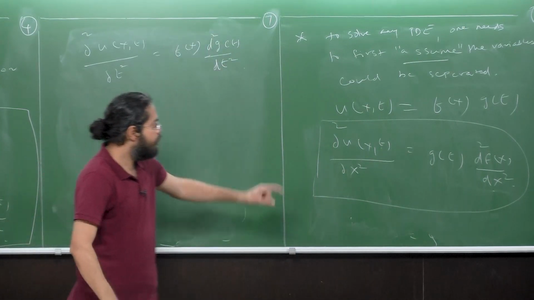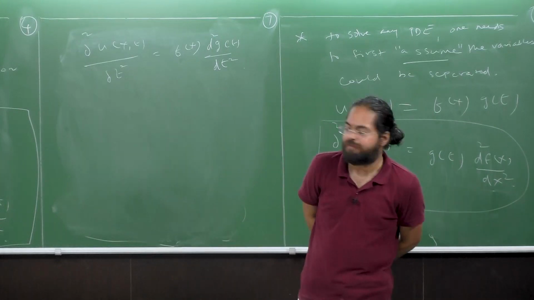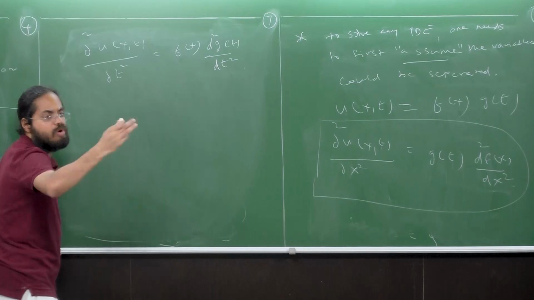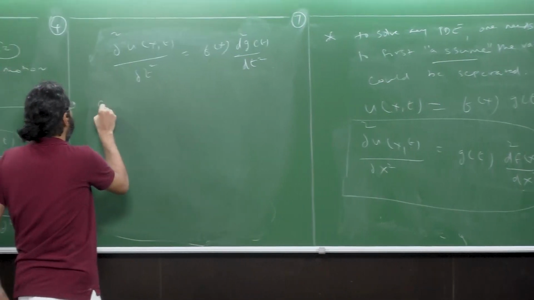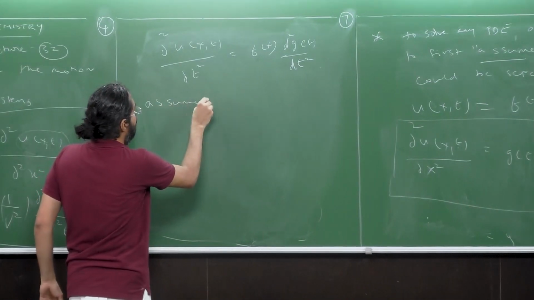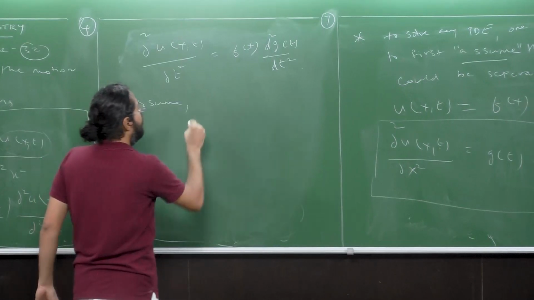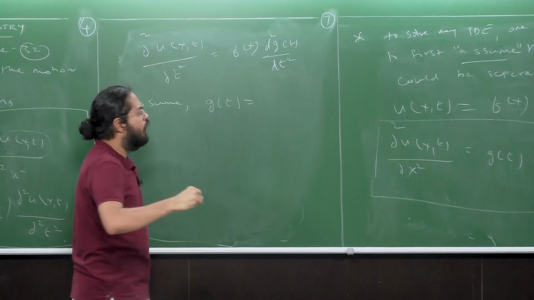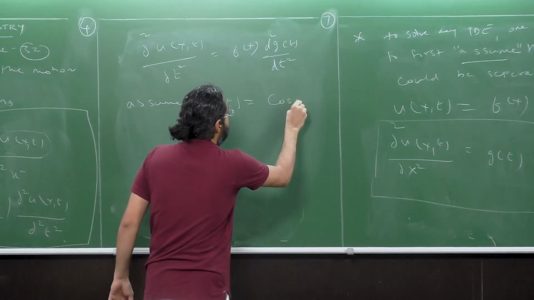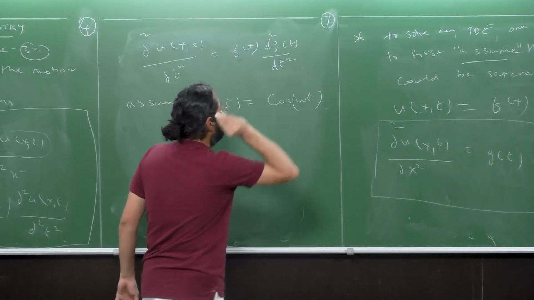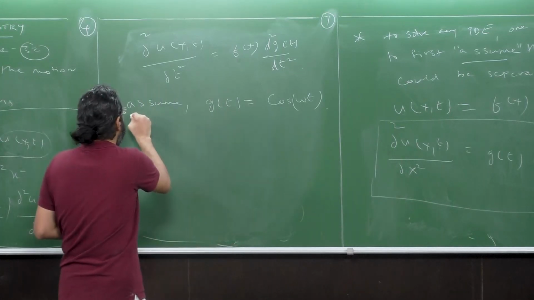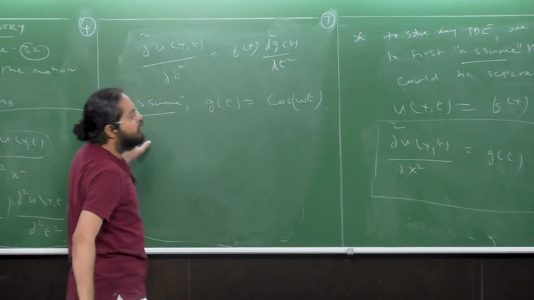All right. Are we all good? Now, having done this, I'm going to make one more assumption. Assume that my g(t) is something of the form cos ωt. Now you may ask me, what is the validity of this assumption in the first place?